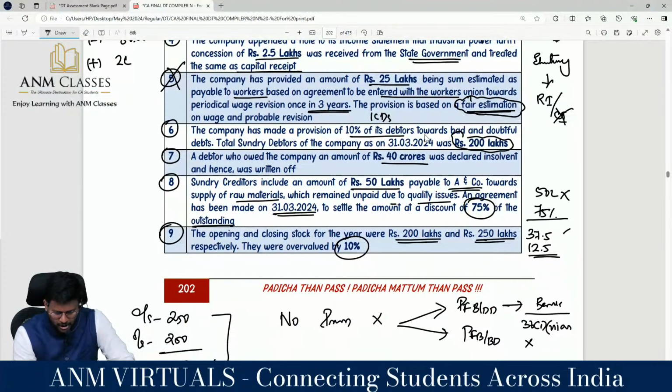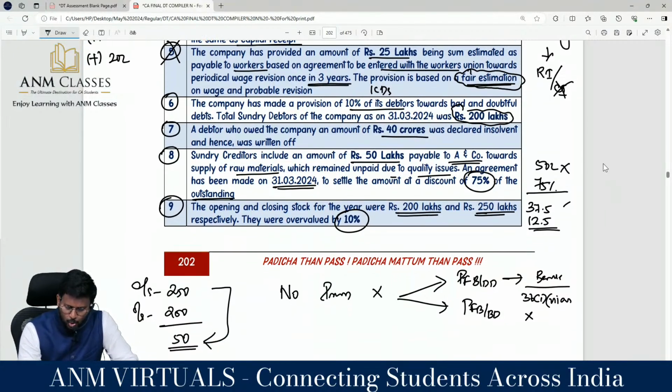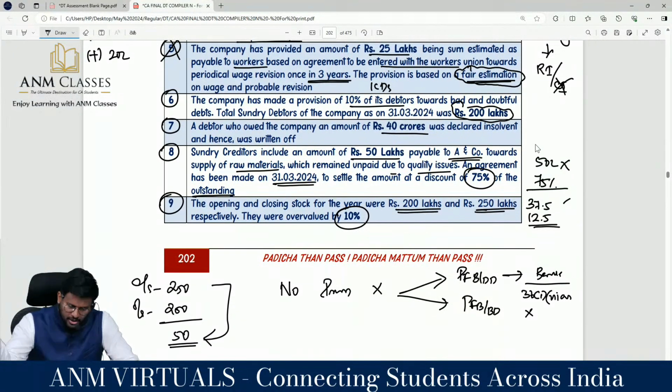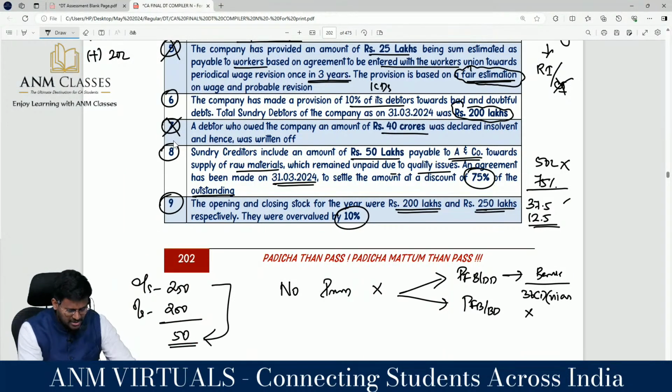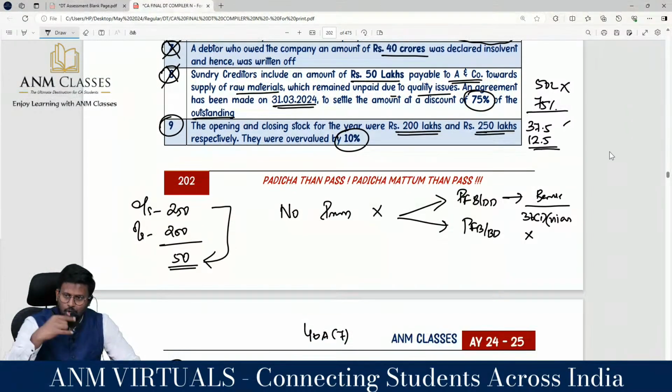Company has made a provision for 10% of its debtors, should be added back. Add back 20 lakh. Debtor who owed the company an amount of 40 crore was declared insolvent, no problem because already debited to sundry creditors 50 lakhs. 75% has been waived. This has been already credited to P&L account. So no adjustment is required because these items are already debited or credited to P&L account.